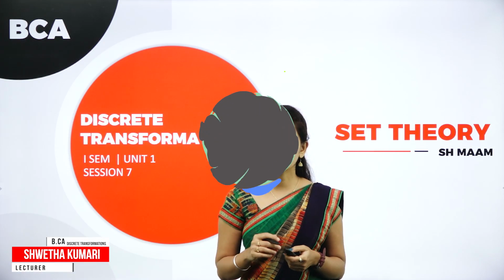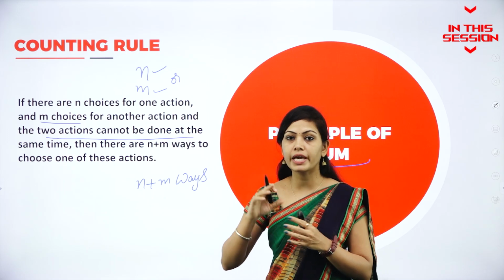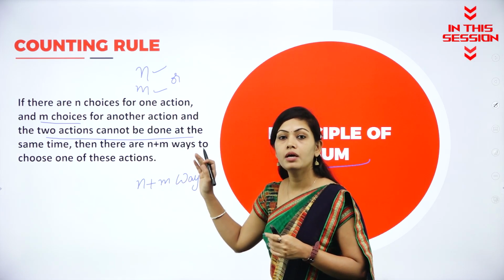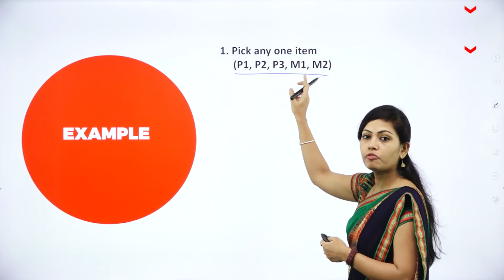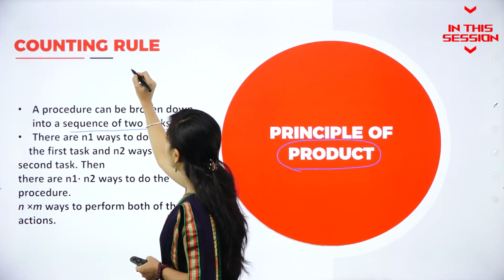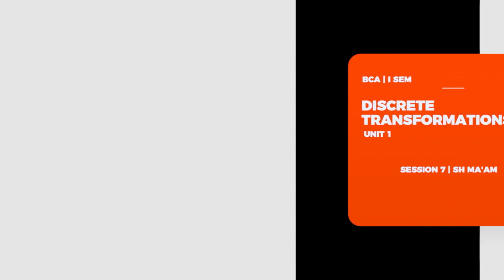So today I will discuss the new concept called counting. So choose the actions we can select n plus m ways in some rules. So in how many ways we can pick this P1, P2, P3, M1 and M2. There are n1 ways to do the first task.